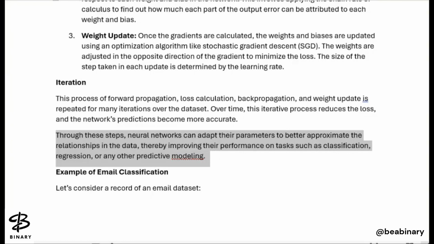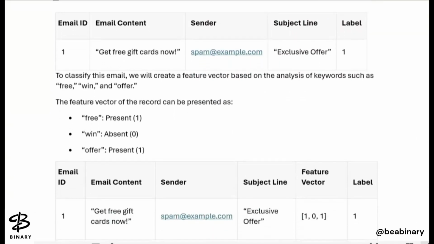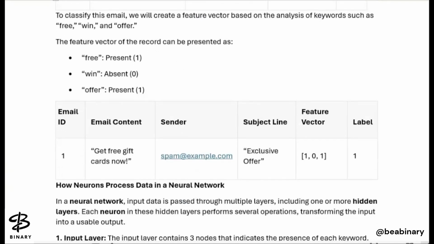So what is an example, such as email classification? Let us consider a record from our email dataset. Simply, here we are talking about an example. To classify this email, we will create a feature vector based on the analysis of keywords such as free, win, or offer. We have talked about spam email detection also. The feature vector of the record can be represented as free present 1, win absent 0, offer present 1. The email content is: get free gift card now, from a spam sender at spam example.com, subject line is exclusive offer. So the feature vector is 101 and the label is 1.